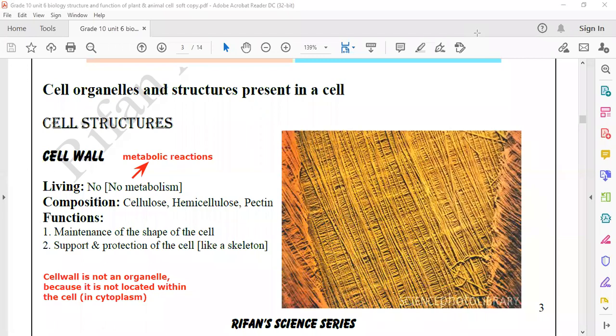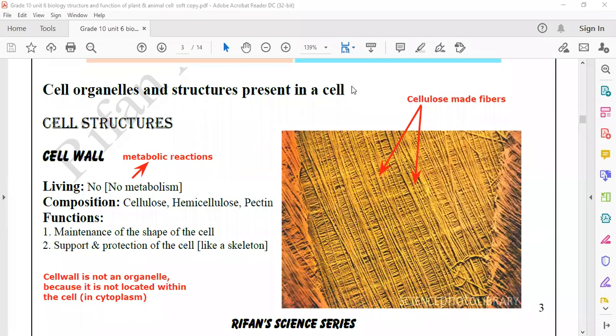Cell wall is mainly made of the material called cellulose. In this picture, you can see fiber-like structures. These fiber-like structures are cellulose fibers. Mark it down in the picture: cellulose made fibers.